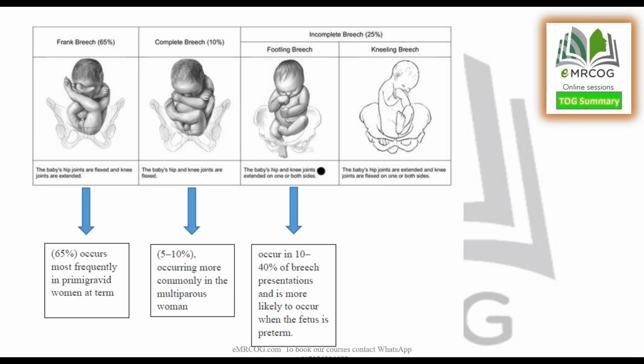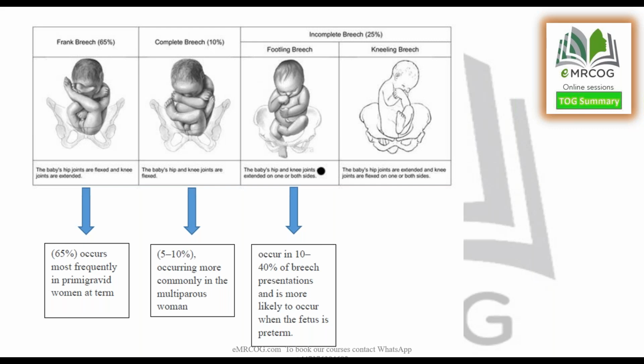Okay, types of breech as we know it: 65% is the frank breech, and the frank breech is most commonly when, as you can see, the hip joint is flexed and the knee is extended. The complete breech is 10%, when the baby's hip and knee joints are both flexed. Footling breech or kneeling breech is an incomplete breech type, and it's 1 in 4, or 25%.